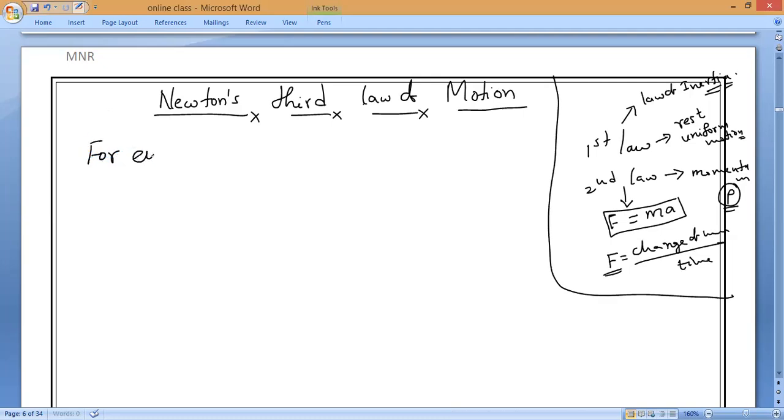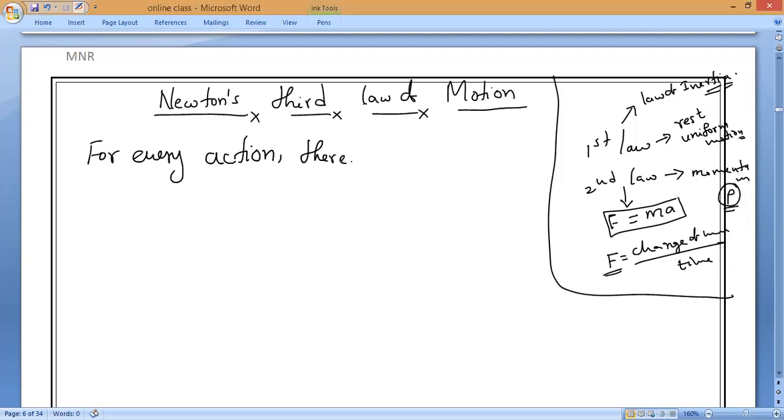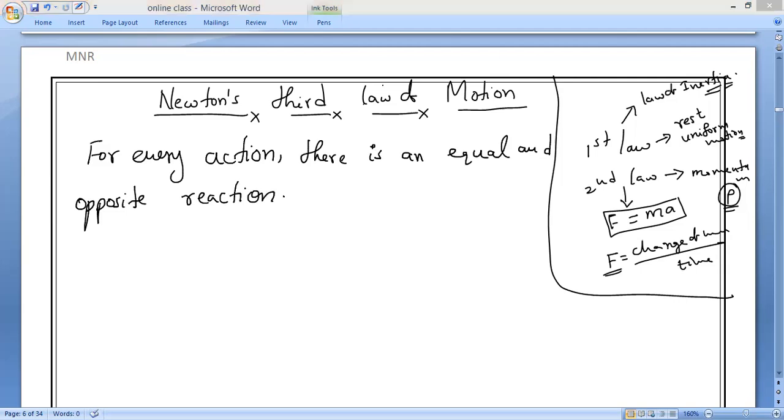For every action, there is an equal and opposite reaction. Is it okay, guys? Everyone, please respond.